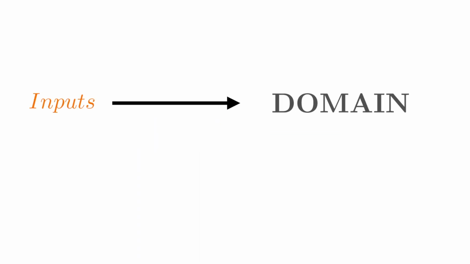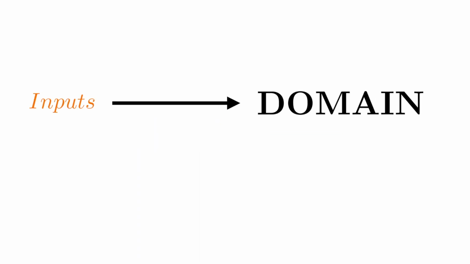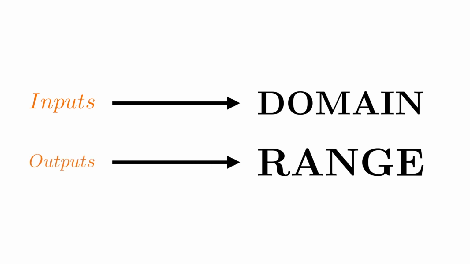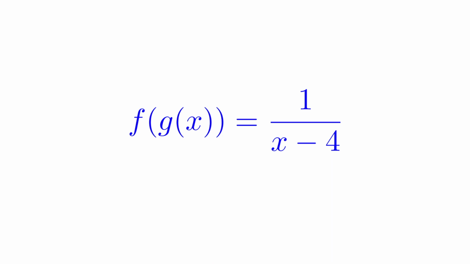Now, inputs have to do with the domain of a function. When we think of domain, we think of possible inputs or the inputs of a function. And when we think of range, we think of outputs. Outputs have to do with the range of the function. Now, with all this in mind, let's consider this composite function again, because we're going to be using it to understand the domain of a composite function.